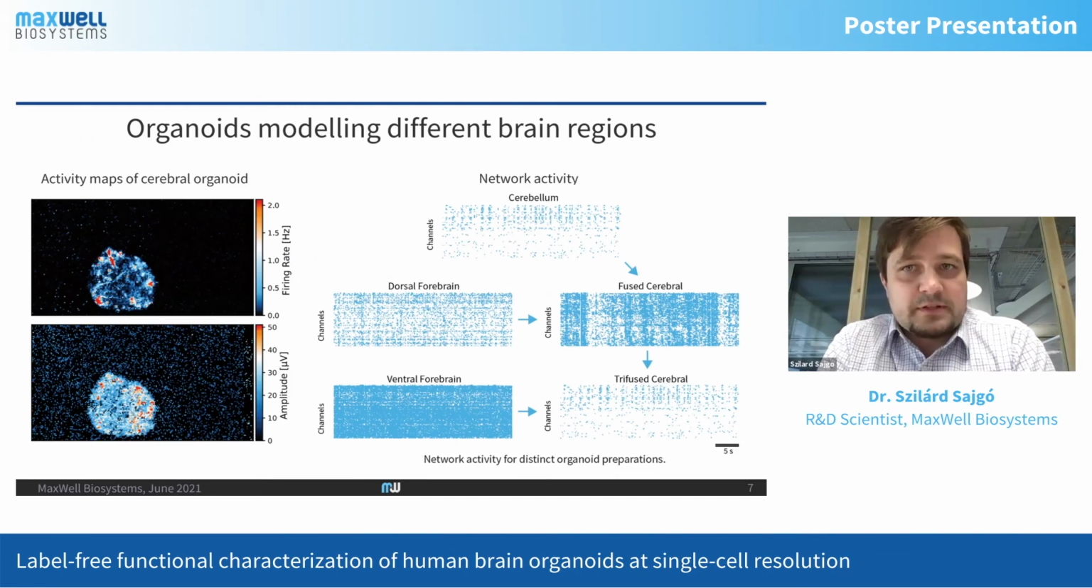Now, the network assay also allows you to characterize not only single organoids, but also fused organoids, so-called assembloids. And as evident by the rasters on the right, you can really see that the network activity greatly depends on the type of assembloid that you're recording, whether you're recording single cerebral organoids, or ventral and forebrain fused organoids, or ventral forebrain or cerebellum fused organoids.